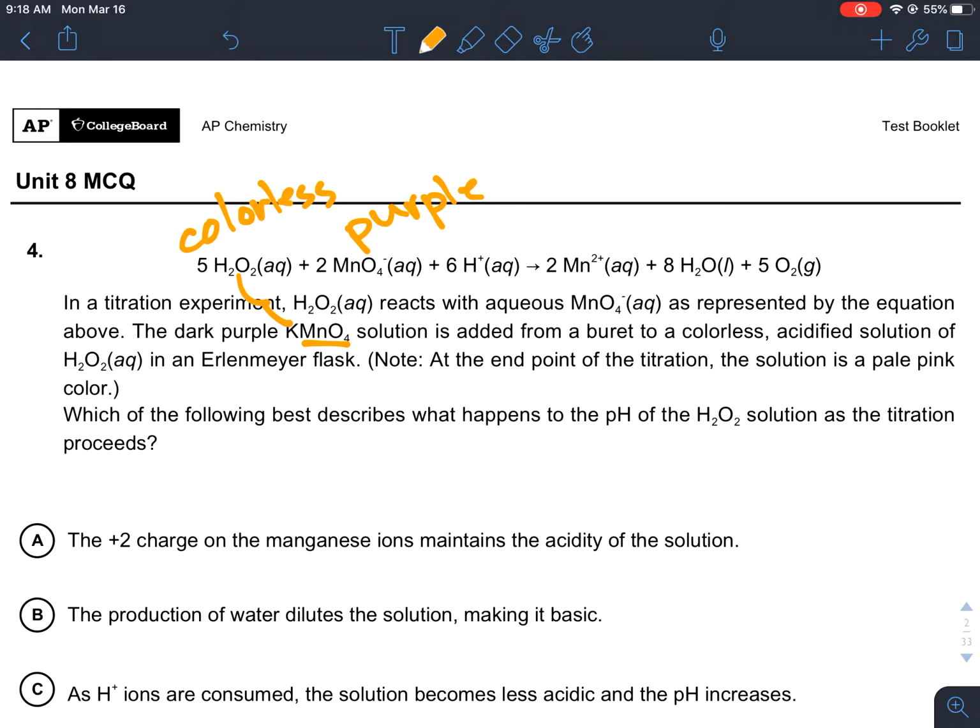As the titration proceeds, let me show you something. I noticed that we had an acid in the reactants, and then it becomes H2O. So all I know is the left side was an acid, the right side seems closer to neutral. So in other words, we are becoming less acidic. I'm going to say basic, but less acidic is probably the right way to say that.